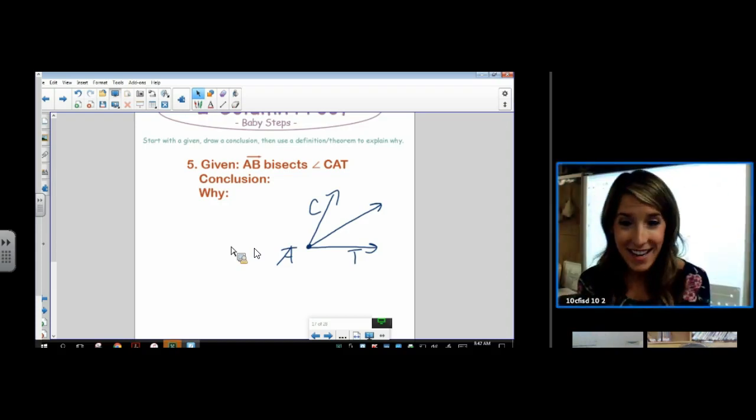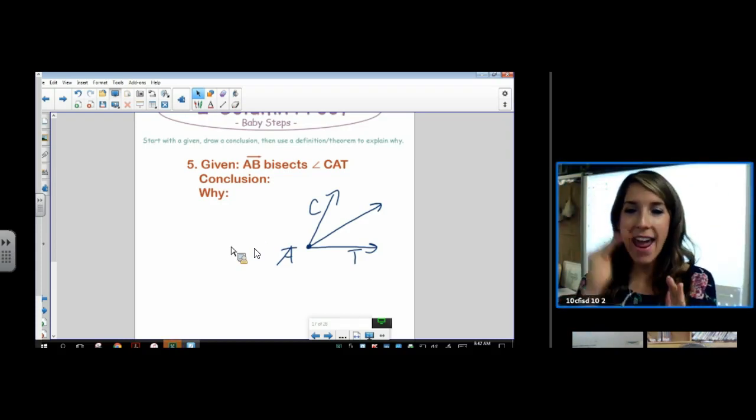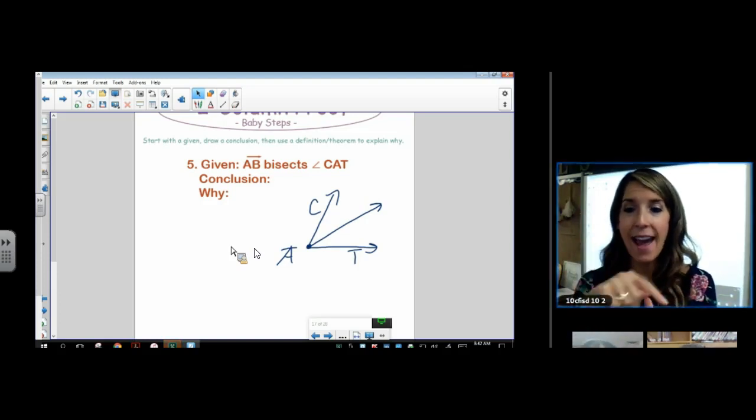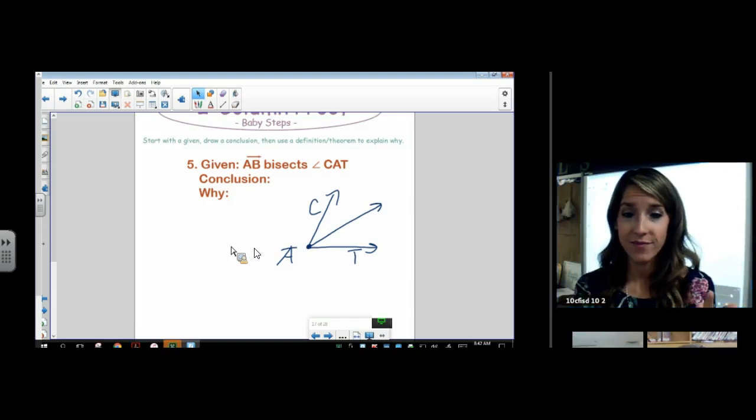So the conclusion is angle CAB is congruent to angle BAT. CAB is congruent to BAT. And what's the why? It's another definition. Definition of angle bisector. Good.